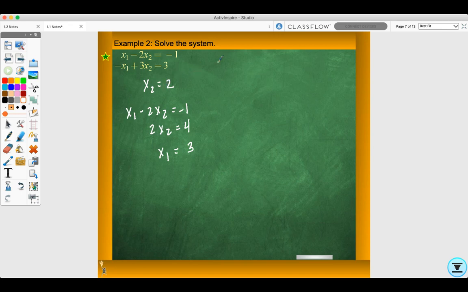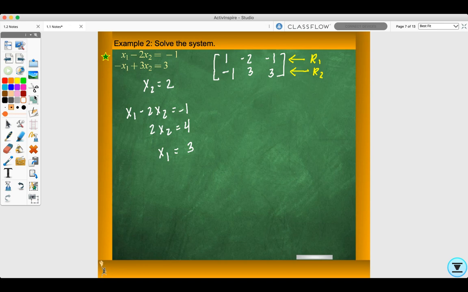Another way we can do this is to use an augmented matrix, which is what we're going to use for the most part in this class. So I could go ahead and write my matrix: 1, -2, -1, and then -1, 3, 3. This is known as row 1. When I talk about rows, just to review, this is row 1, this is row 2.